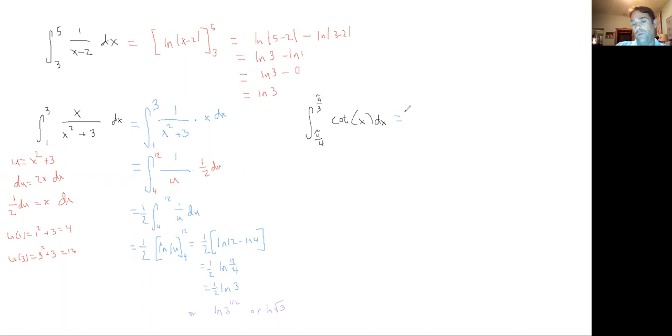All right, and then our last one here, we have a trig, cotangent. We just learned that one today. That's the natural log of sine, and we have pi over 3 and pi over 4. So when we plug these in here, friends, we get natural log of sine of pi over 3.